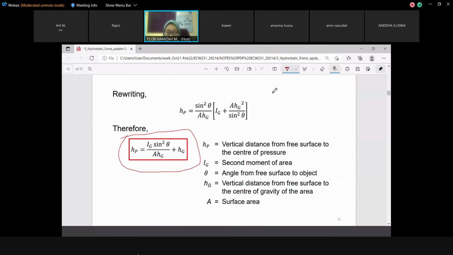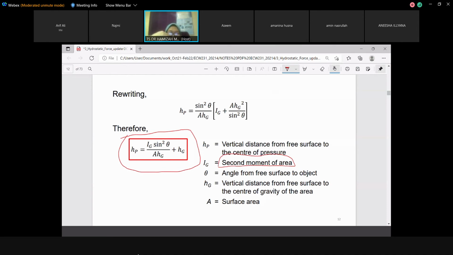Okay, basically in the question they will ask you the magnitude, or sometimes they just use the word location. Okay, bila kita dah kira berapa banyak force, kita mesti nak tahu force tu kat mana. So HP is the location, berapa kedalaman force tu, kat mana force tu act. Okay, so we use the IG. IG is the second moment of area. This one will be given to you in a table later. And then we have sine angle squared.